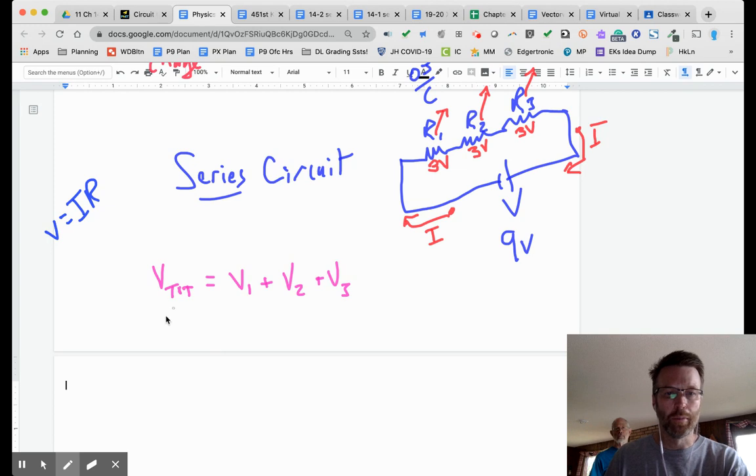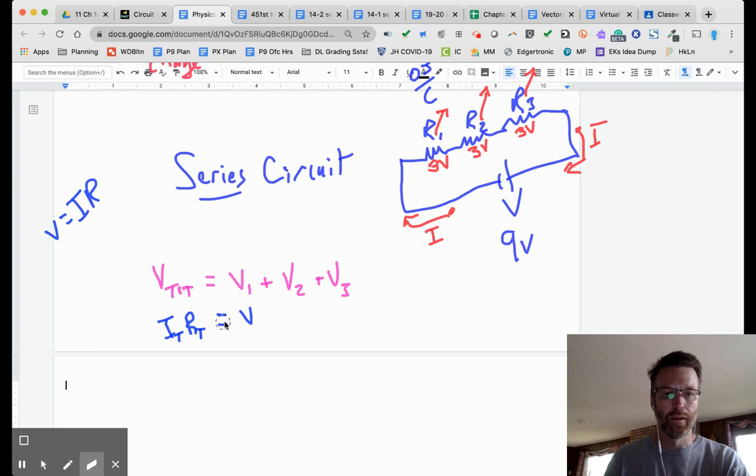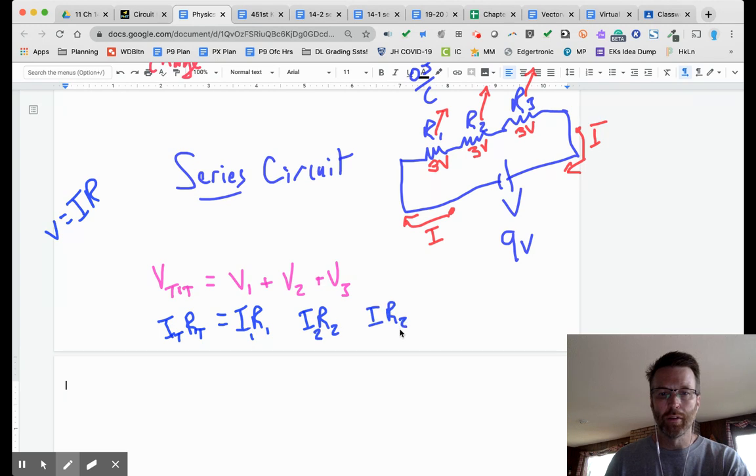So if we replace V total with I total, that's what the T stands for, and R total, we can do the same thing with each of these, right? We replace V with IR. So this is IR for number 1, and this is IR for number 2, and this is IR for number 3. And we're like, hey, exact same statement. Doesn't look as pretty because, of course, now it's a bunch more letters, but it's kind of neat.